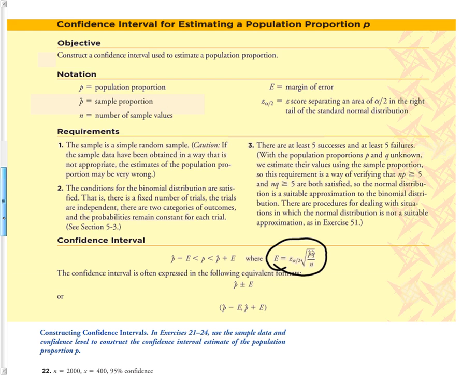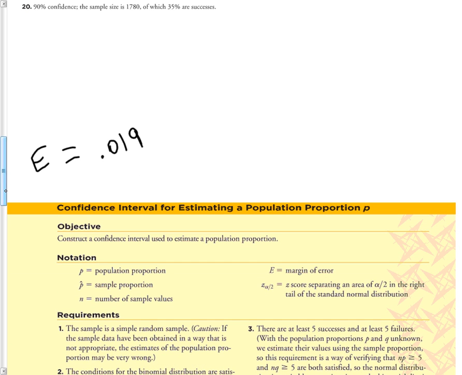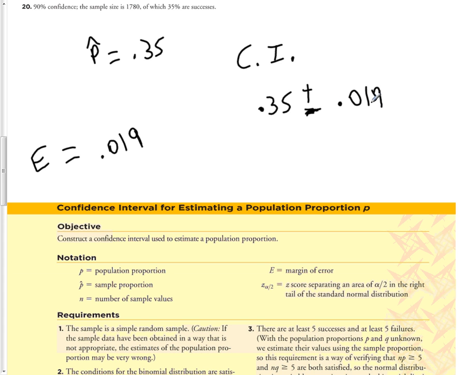For instance, let me give you an example. If we go back up to number 20, and we wanted to create a confidence interval for number 20, well, P hat is equal to 35%, 0.35, and we got E to be 0.019. So the confidence interval that we would create would be P hat, 0.35, plus or minus E, which is 0.019. So what we would do is we'd take P hat, we'd add E to it, and we would subtract E from it.